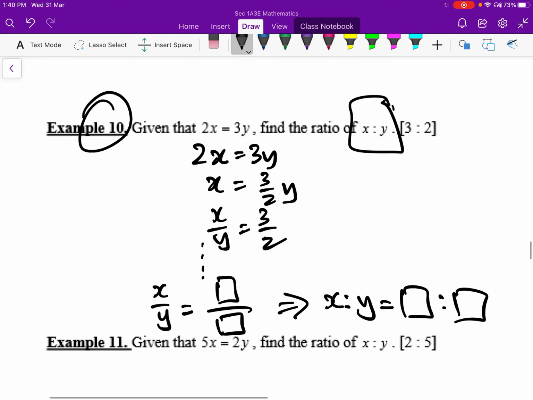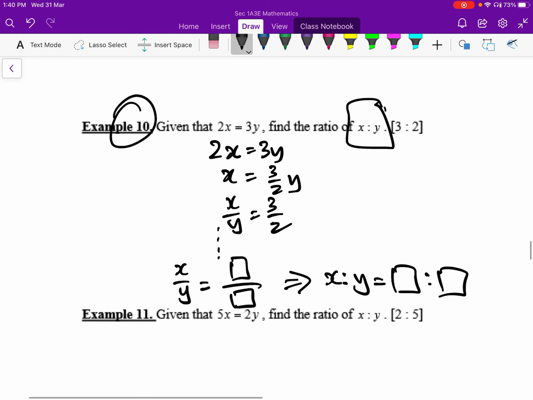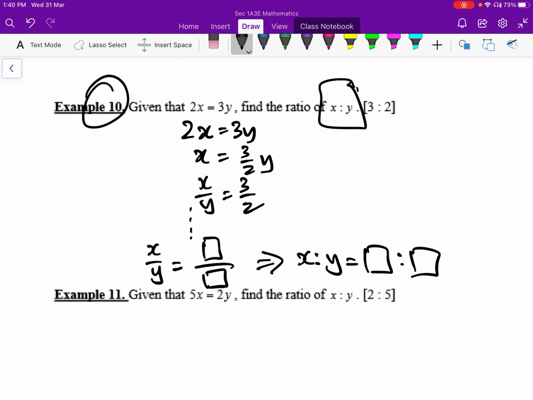We are just making x over y the subject. Because the moment I have the fraction x over y, it means I have the ratio x is to y. Right? So in this case, x over y is 3 over 2. Therefore, x to y is 3 is to 2. Okay, got it correct, but do you know how to explain?